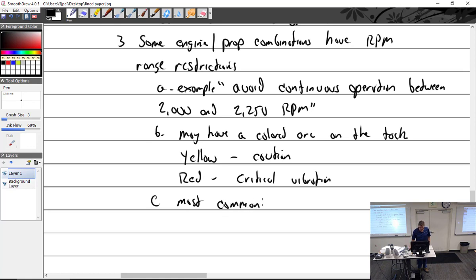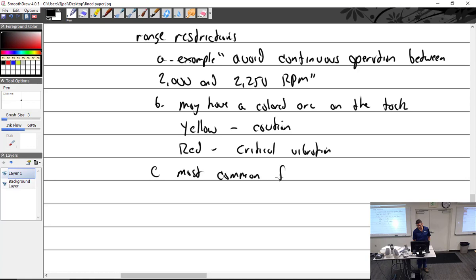The most common failure associated with the vibration is tip loss. That's just part of the propeller.